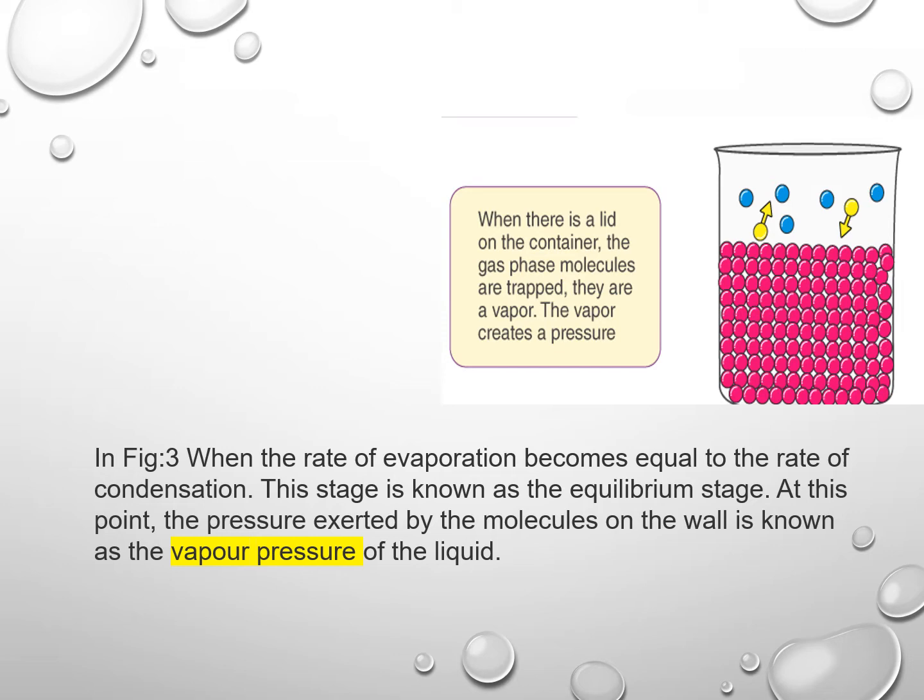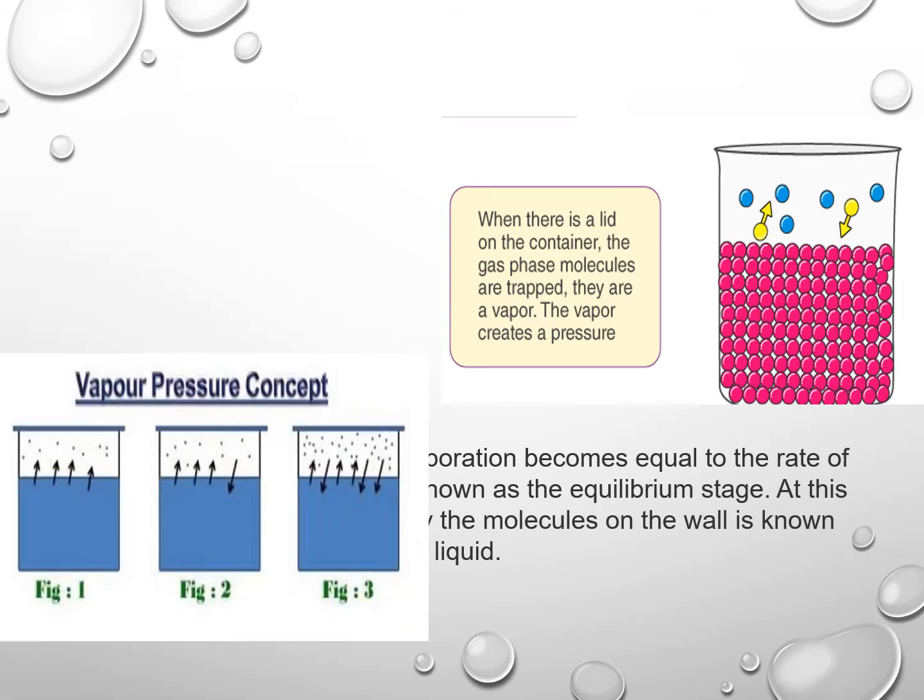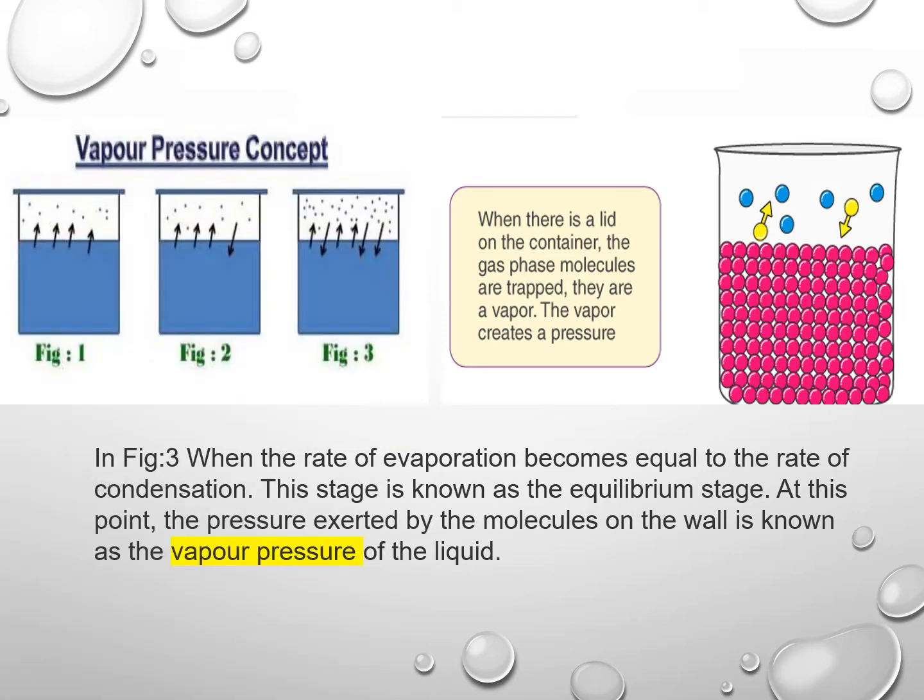Now what is this vapor pressure? If you see here, there is a liquid in the container which is left open, and you can see some of the molecules are evaporating. Now the same thing if you were to observe in the case of a closed container. If you see figure 1, you can see some molecules have started to evaporate.